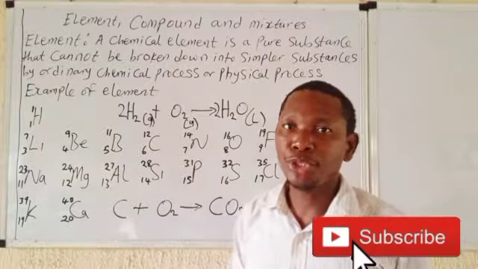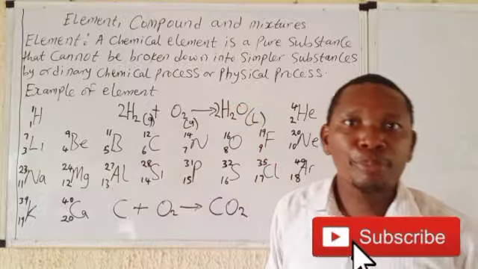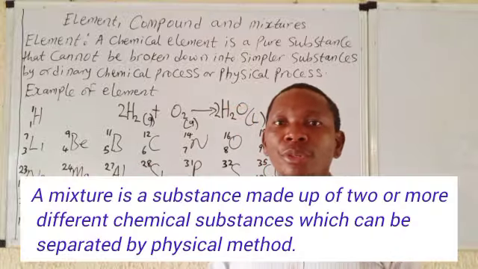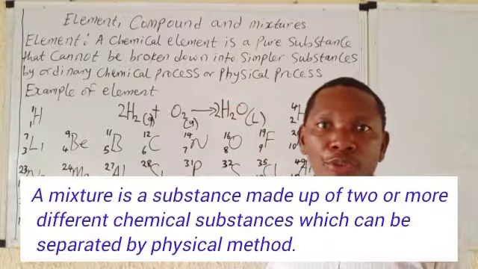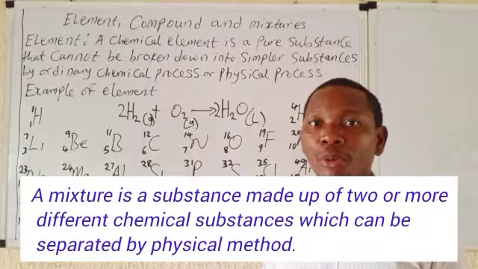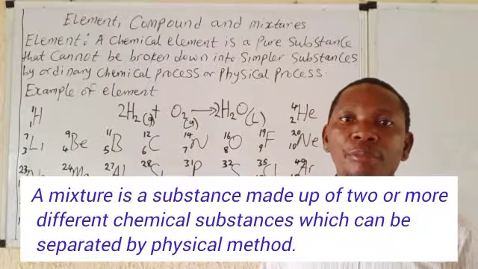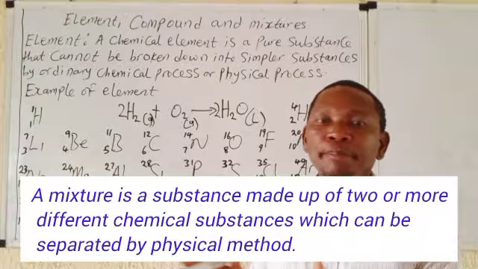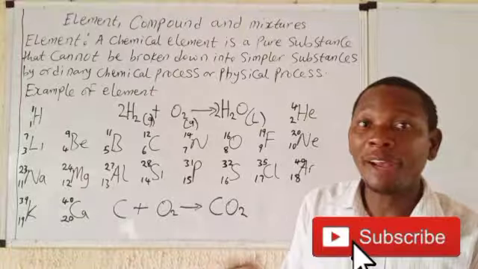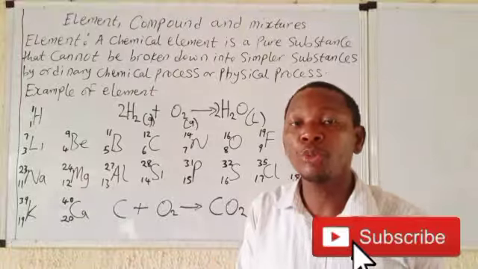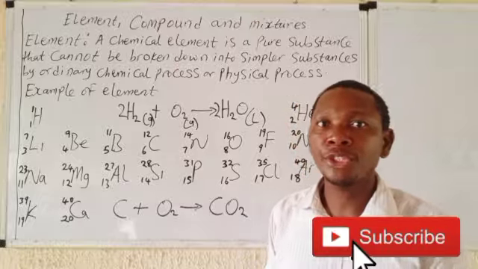Now let's talk about mixture. Mixtures are formed by combination of substances that are not chemically combined together. A mixture does not combine in any particular ratio. We actually have two types of mixture. We have the homogeneous mixture and the heterogeneous mixture.